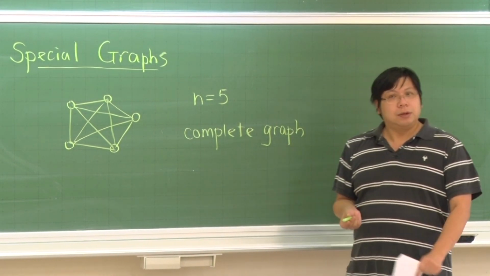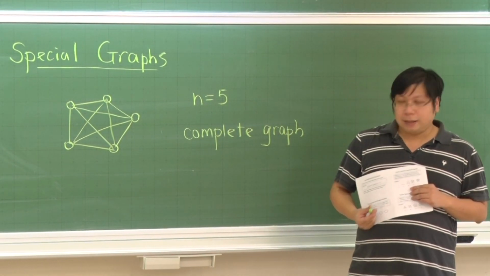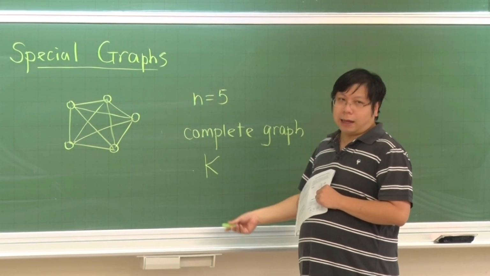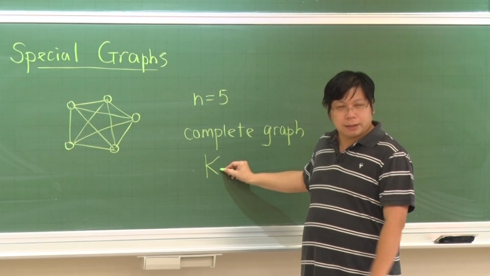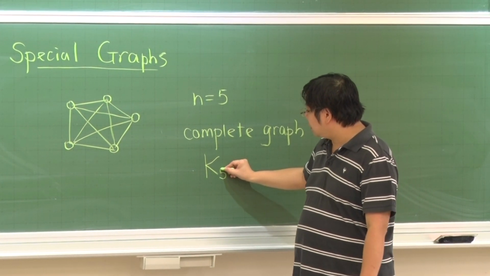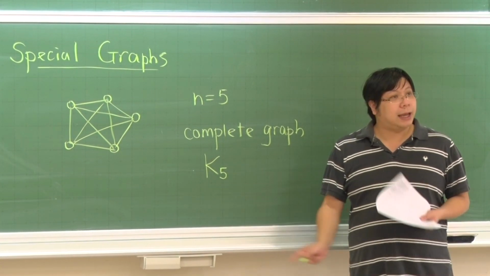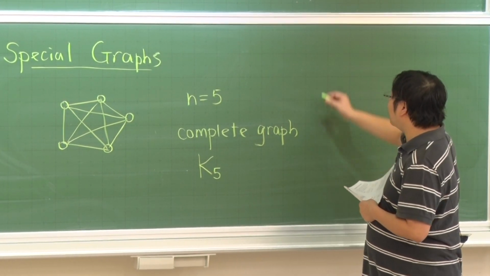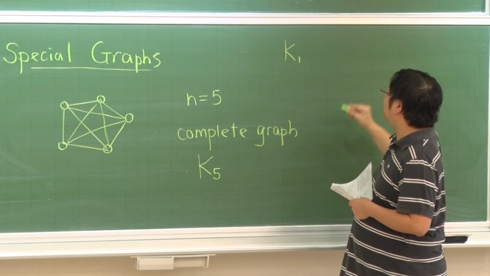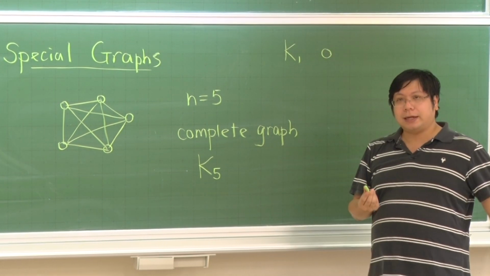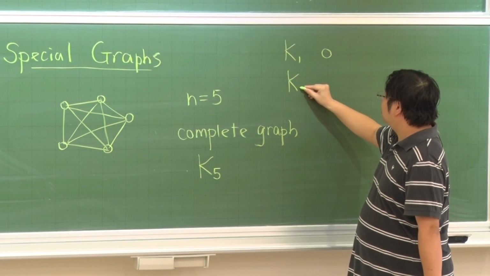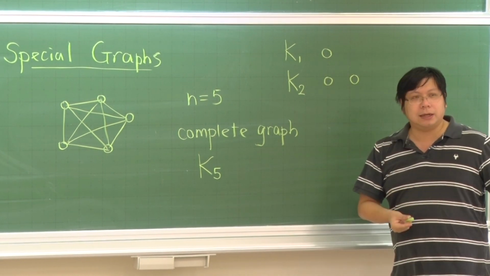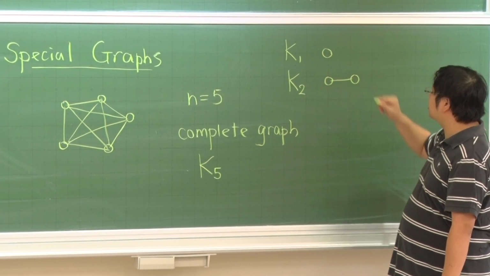And usually, we denote a complete graph by using the symbol big K, and then using the number of vertices written here as the subscript. So this is called a K5, a complete graph with 5 vertices. So we can have K1. What is K1? K1 is just a graph that has a single vertex. What is K2? K2 is a graph that contains 2 vertices, and there is an edge joining every pair of vertices. So it is K2.